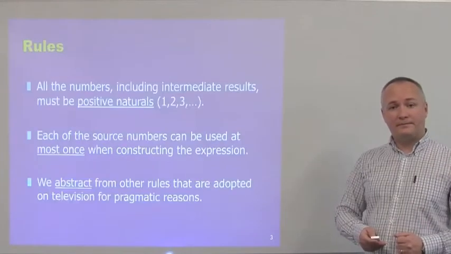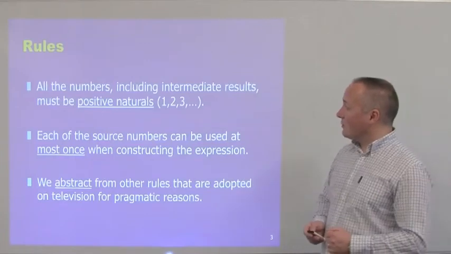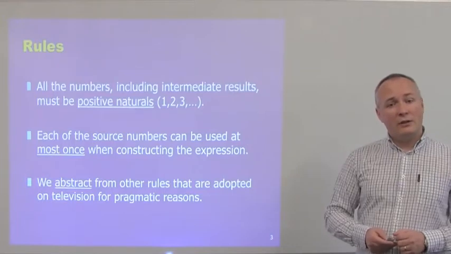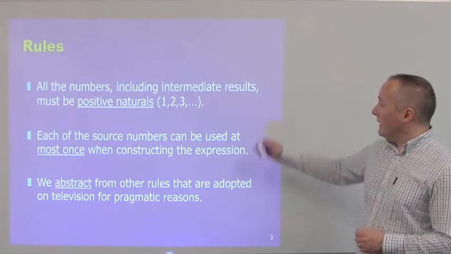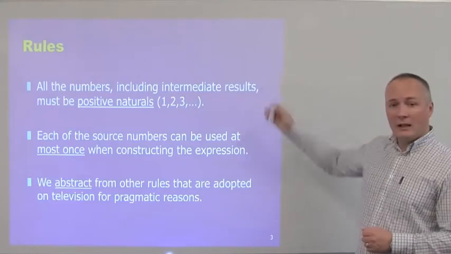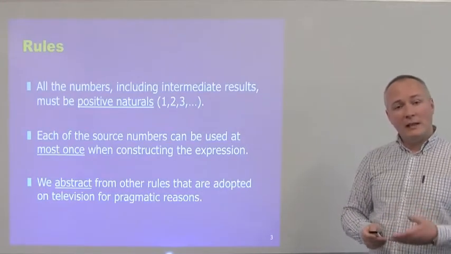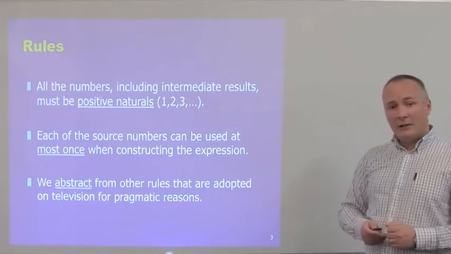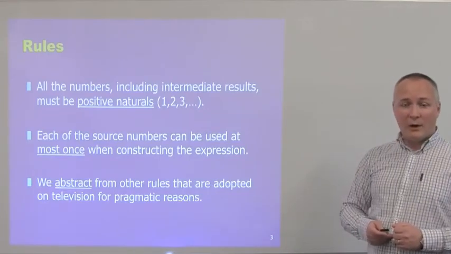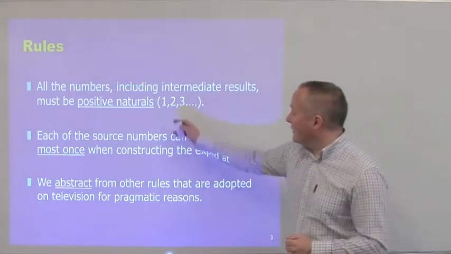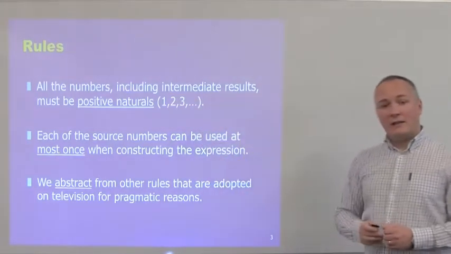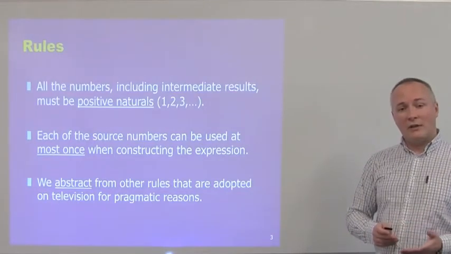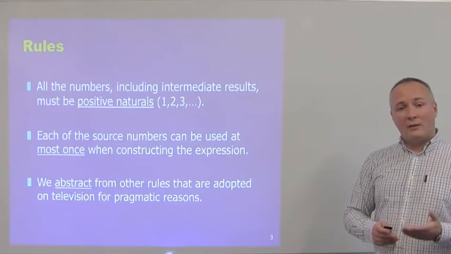target value. Of course, there are some rules associated with the game as well, so I'll talk you quickly through the rules of the game. The first one is that all the numbers which you're given, and crucially, all the intermediate results that you may construct in your expression, must be positive natural numbers. And what I mean by positive natural numbers is simply positive whole numbers, 1, 2, 3, etc. So in particular, you're not allowed at any stage of the game to use negative numbers, 0, or proper fractions.